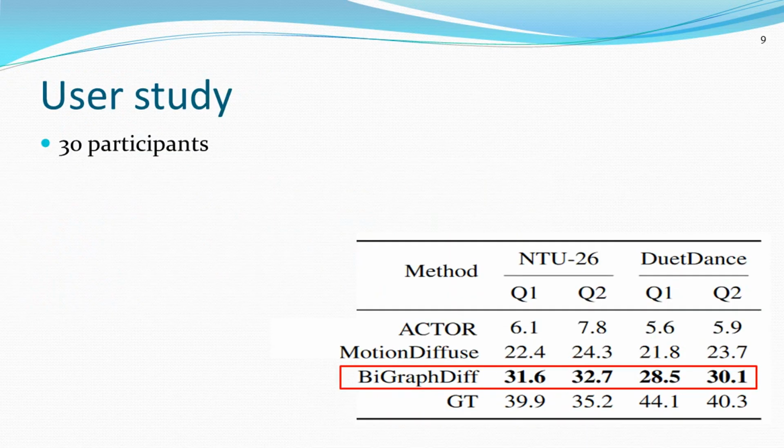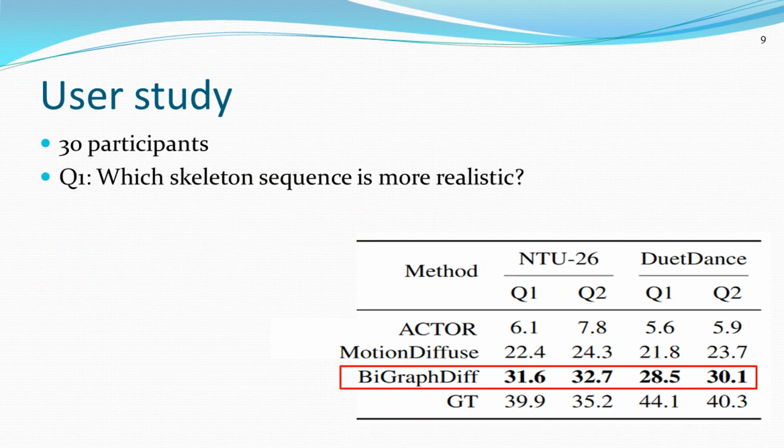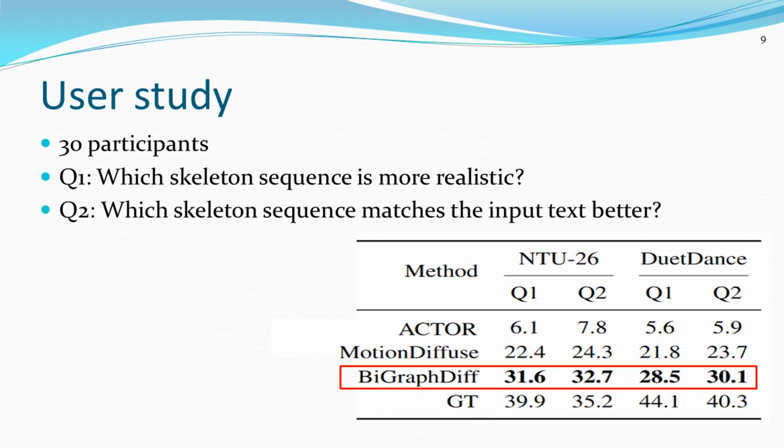Finally, we see the user study that was done with 30 participants. We asked them two questions. First, which skeleton sequence is more realistic? And two, which skeleton sequence matches the input text better? We see that overall, users prefer our approach to the two others, but still think that the ground truth is more realistic than what we generate.